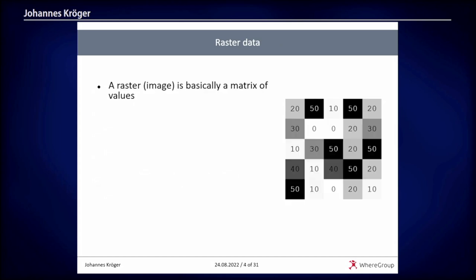Right, so raster data. I guess you all know raster data, right? It's usually some kind of image, or you could also think of a table as some kind of raster data. Here I put some random values between 0 and 50 in a 5x5 square. It's kind of a matrix. So yeah, that's a raster image. That's a raster data set, right?